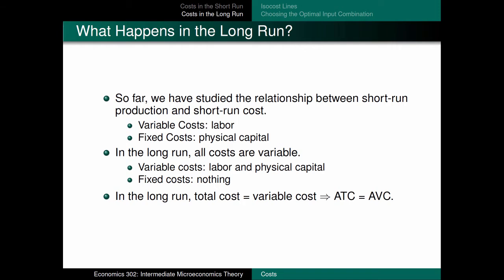Recall from the previous chapter that the short run is a time period in which managers can change the amount of workers, but the number of machines must stay the same. As such, we associated variable cost with the cost of workers and fixed cost with the cost of machines. In the long run, we allow the manager to change both the amount of workers and the number of machines. In other words, both the cost of labor and the cost of capital are variable in the long run. Indeed, there is no such thing as fixed costs in the long run.